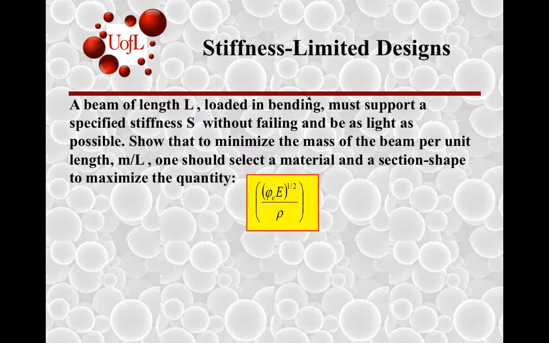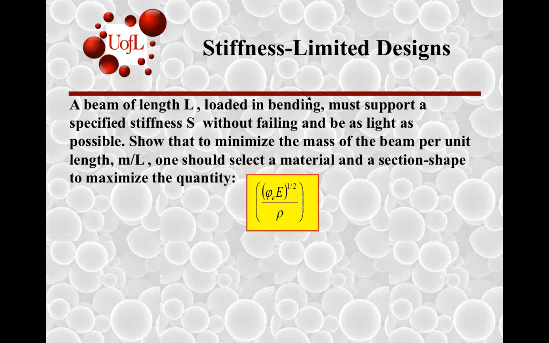So if you had stiffness limited designs, we saw that a material index could be generated where you could modify the material index by including a phi term next to the modulus term and under the square root. So this would be the case for a beam of length L loaded in bending that must support a specific stiffness without failing and be as light as possible. So the objective function is to minimize the mass of the beam per unit length. And so you can select the material and shape based on maximizing this quantity over here, which is a modified material index that includes shape.